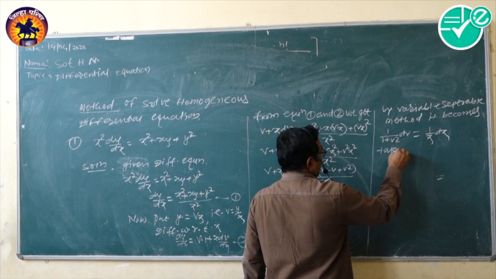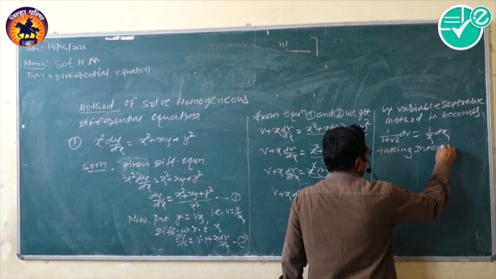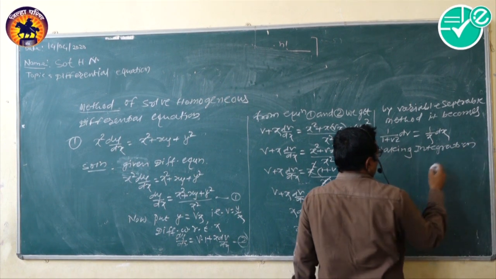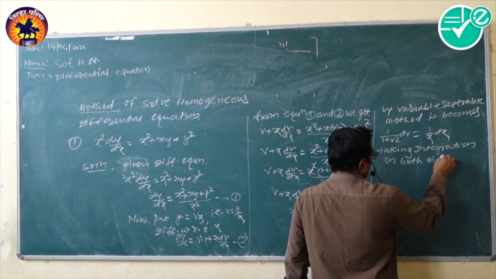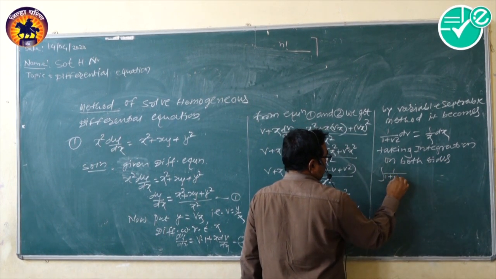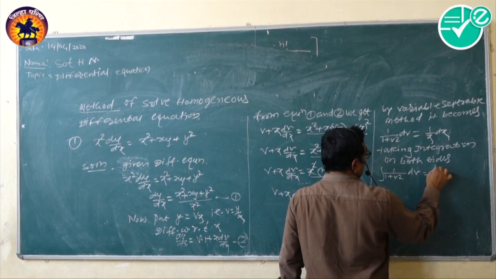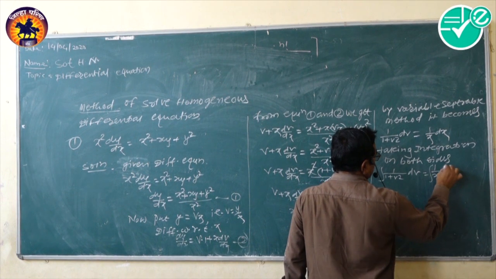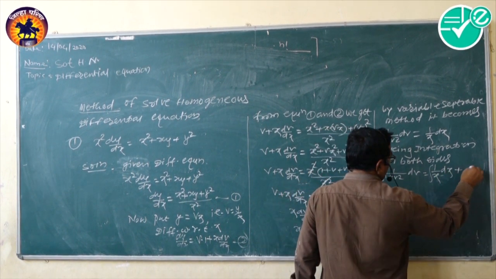Taking integration on both sides. This becomes integration of 1 upon 1 plus v square dv equal to integration of 1 upon x dx plus c.